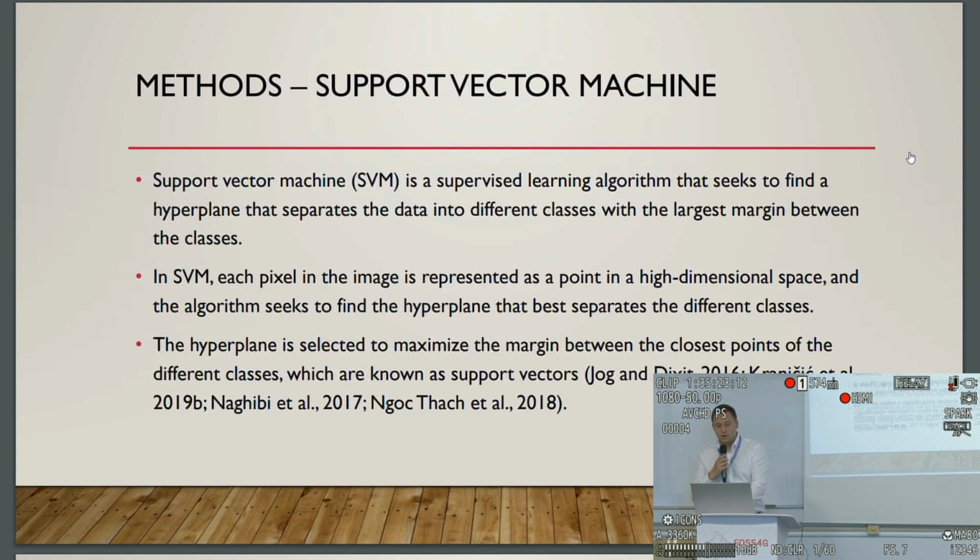so basically it improves the classification results. We also used support vector machine, of course, also one of the most used supervised learning algorithms, and the main goal is to find a hyperplane that separates the data into different classes with the largest margin between the classes.